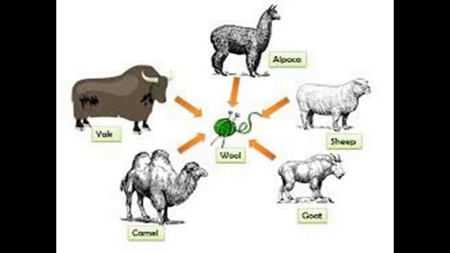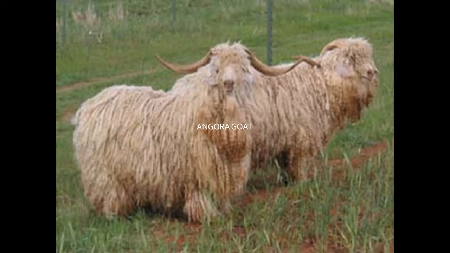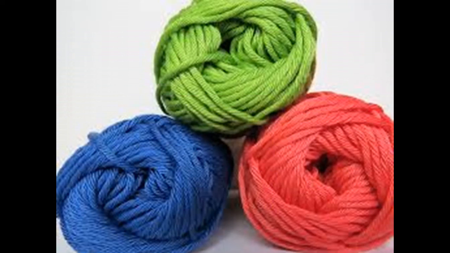We all know that wool is an example of animal fibre. Wool can be obtained from different animals like alpaca, sheep, goat, camel, yak. The fleece of all these animals yields wool. Here is one more example of Angora goat. The fleece of this Angora goat is rich in fibre and this is also used to get the wool.